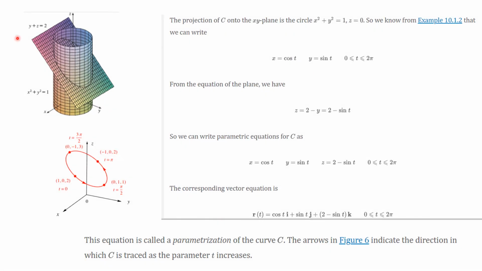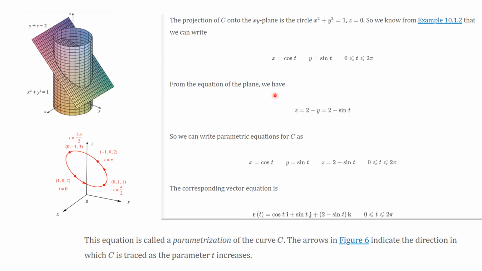Well, this is geometrically what's happening. There's the plane, y plus z equals 2. Here's the cylinder, x squared plus y squared equals 1. So the projection of C onto the xy plane is this circle, x squared plus y squared equals 1, z equals 0. And so we know that one way to write that parametric equation is x is equal to cosine t, y is equal to sine t, and t goes from 0 to 2 pi.